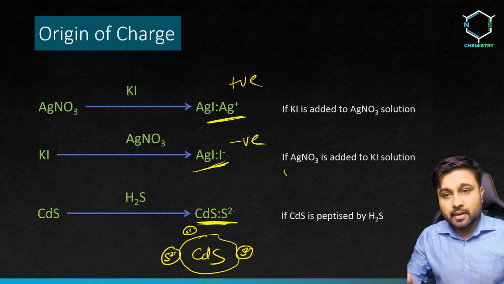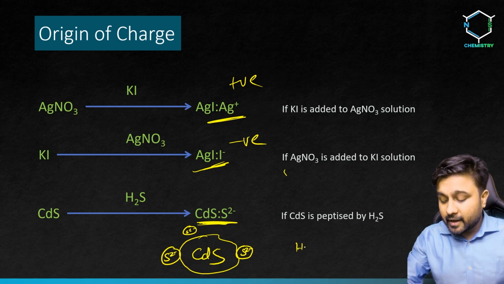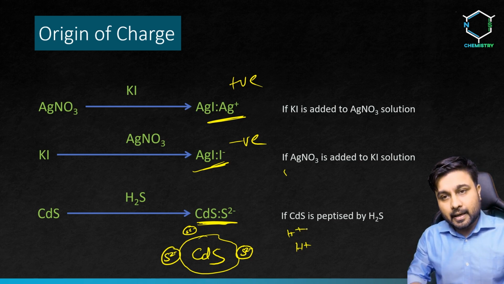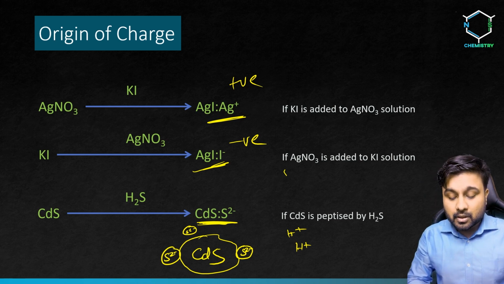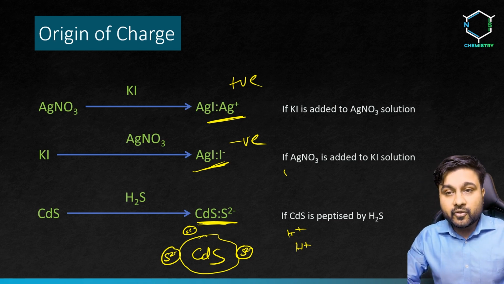It's not a neutral particle, and the outer dispersion medium, that is the outer phase, contains your H positive ions. Overall the entire colloid is neutral, but the colloidal particles have negative charge or positive charge depending upon how the colloid is made. So this is your origin of charge.